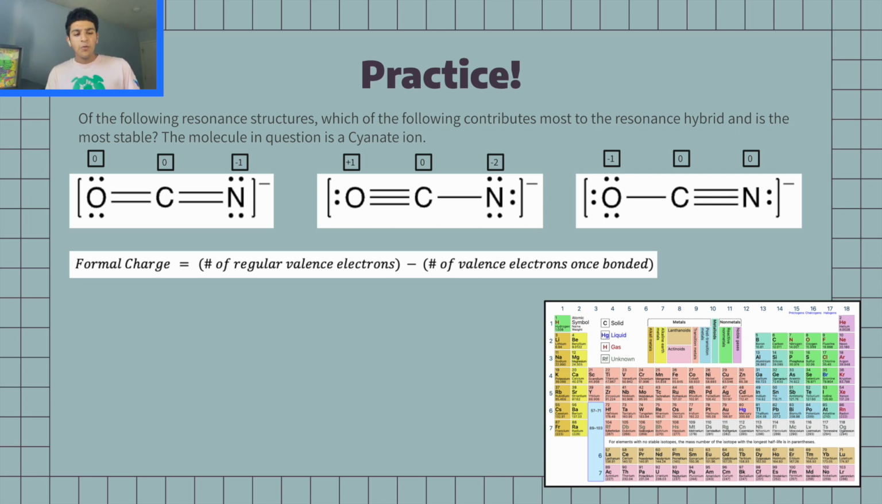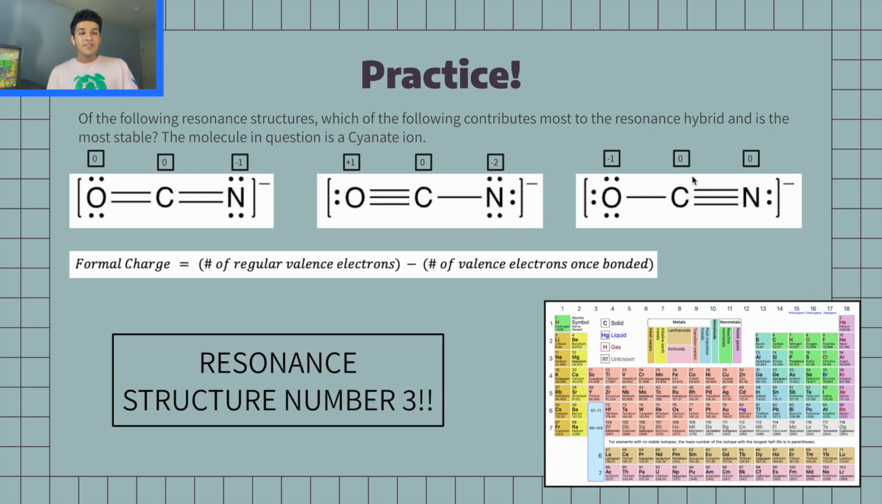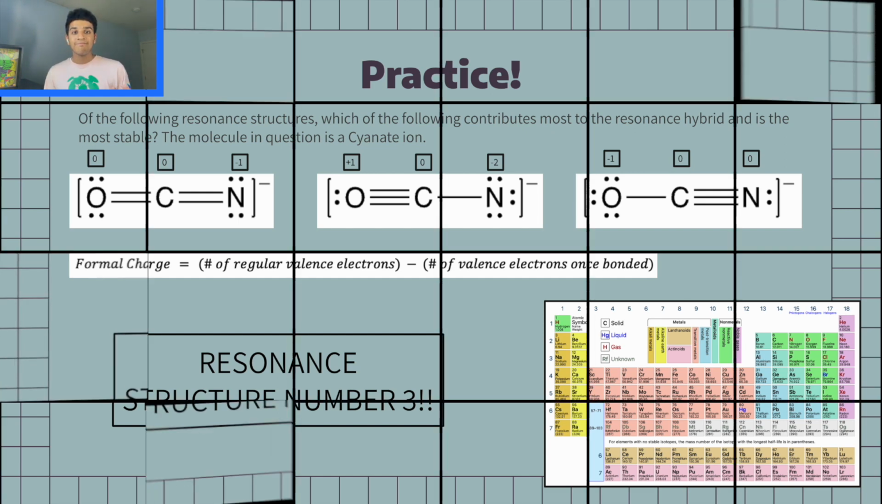So in this case, we're looking at nitrogen and oxygen. Which one is more electronegative? Well, it's going to be oxygen, because we know through periodic trends, as you move towards the right of the periodic table, you keep on getting more and more electronegative. So because of that, the third resonance structure is going to be the most stable and therefore contribute the most to the resonance hybrid, which is how this cyanate ion would actually occur and look in nature.